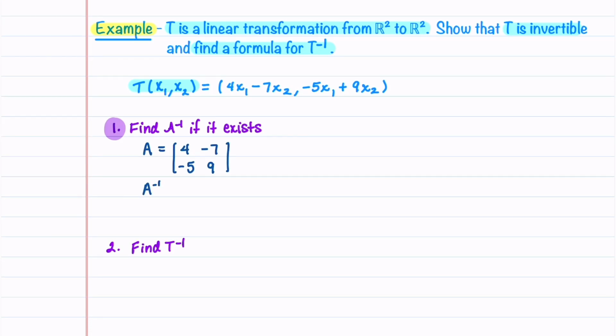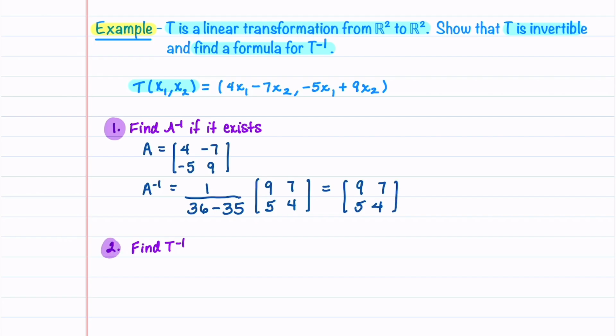A inverse is 1 divided by the determinant of A, and that's the main diagonal elements multiplied, which gives us a 36, minus the off diagonal elements multiplied, which gives us a minus 35. We then have the matrix 9, 4. Remember, the main diagonal elements get switched, and then the off diagonal elements get a negative applied to them. This gives us that A inverse is 9, 7, 5, 4.